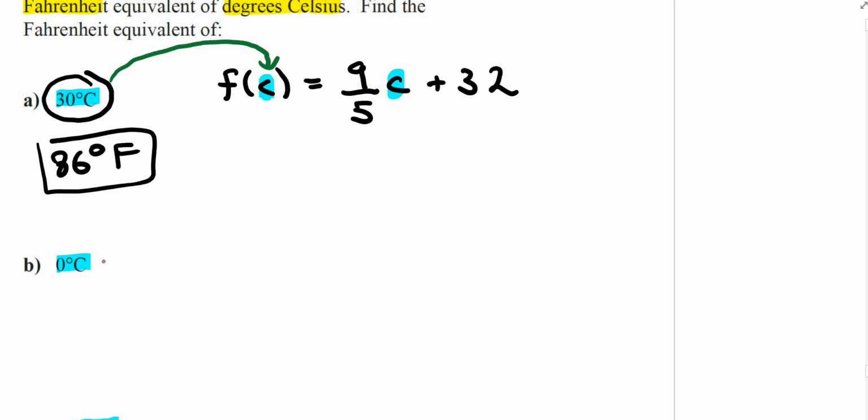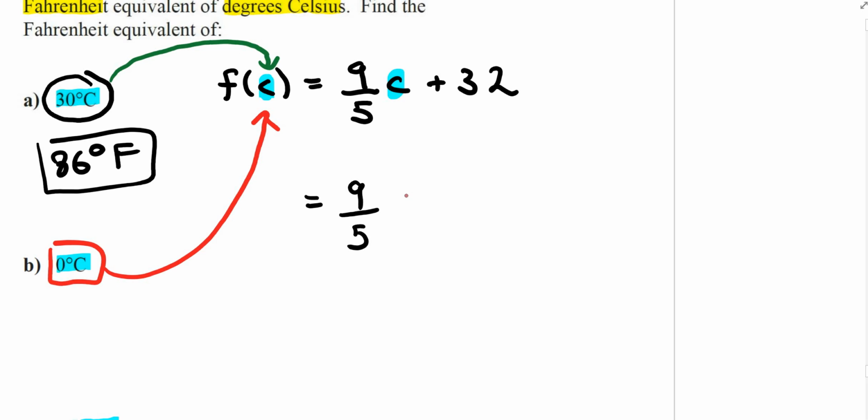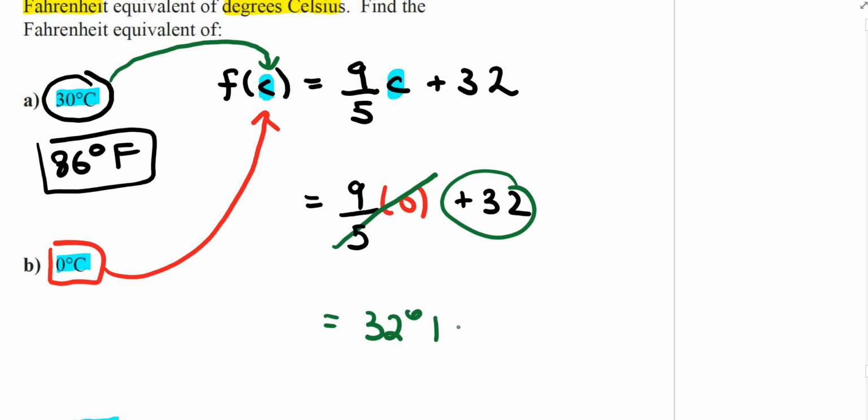The next one is a little bit easier because now our c value is 0. So whenever you see the c value, it gets replaced with 0. And you have to be able to do this calculation quickly. 0 times anything is going to be 0. And now you're left with just 32. So 32 degrees Fahrenheit. So this will be 32 degrees Fahrenheit. The units are degrees Fahrenheit.